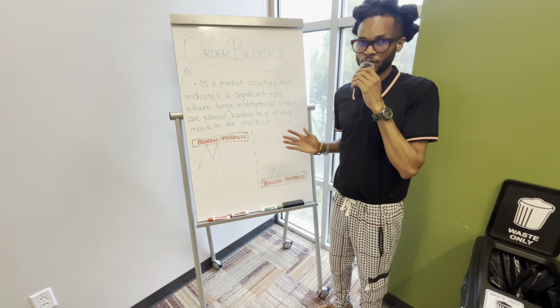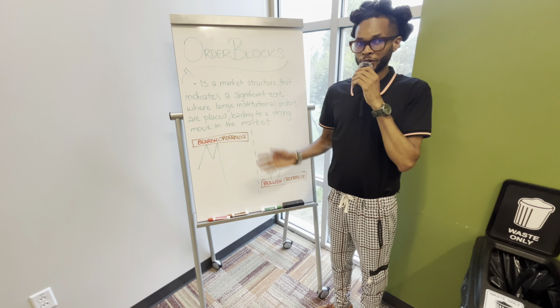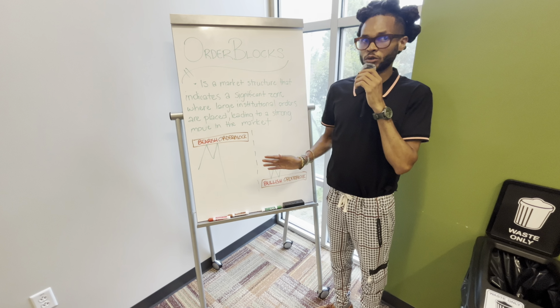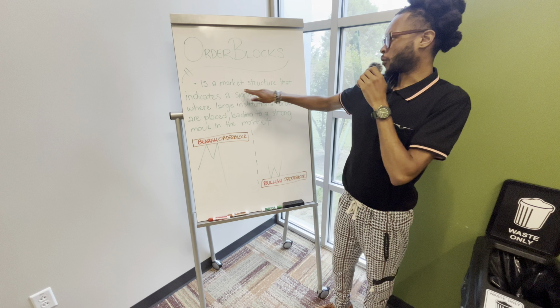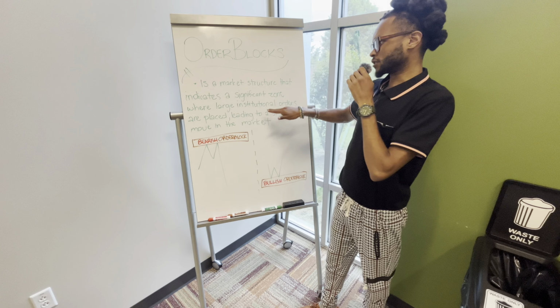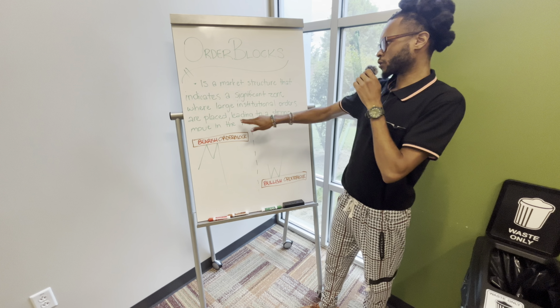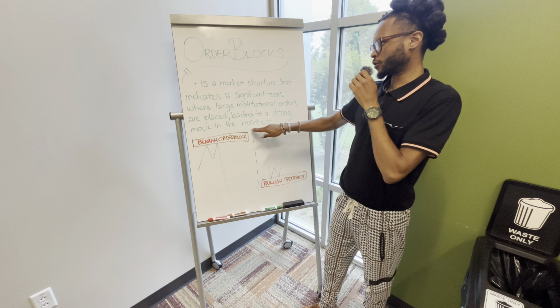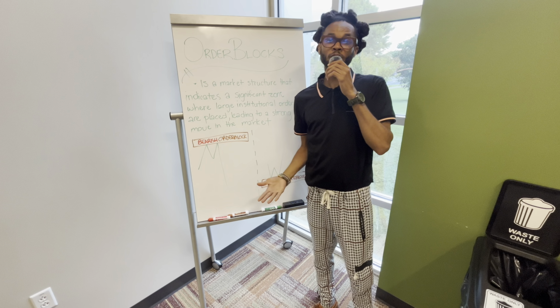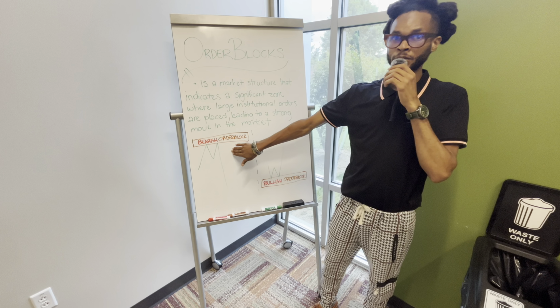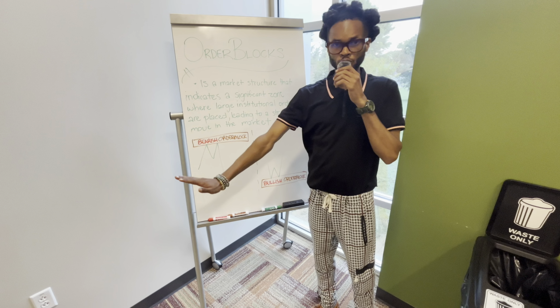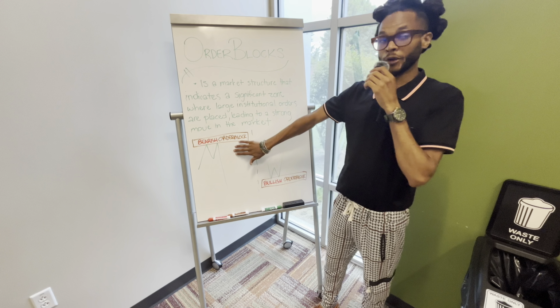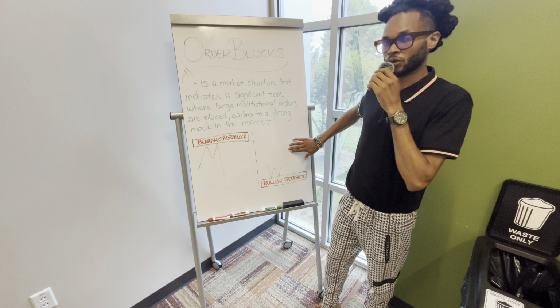So before we dive in on the laptop, I like to go over the fundamentals on the board. Let's do it old school first. An order block is a market structure that indicates a significant zone where large institutional orders are placed, leading to a strong move in the market, meaning we trade with the bank. Here I have a diagram just to keep it very short, sweet, and simple. We have a bearish order block and we have a bullish order block.